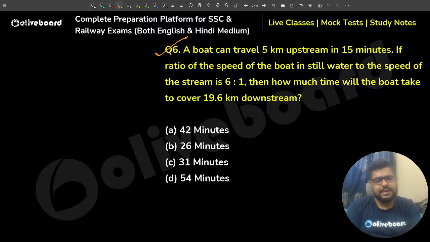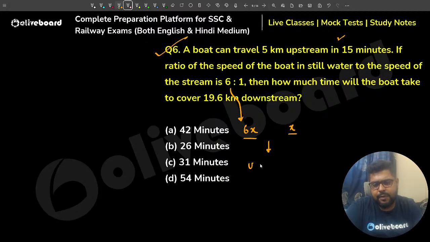This is a very easy question. Chalo, let me help. A boat can travel 5 kilometers upstream in this many minutes, so upstream speed I'll get from here. The ratio of the boat in still water and the speed of the stream is X to Y. So I'm taking this as 6x and x. So upstream speed will be 5x. Downstream speed will be 7x.